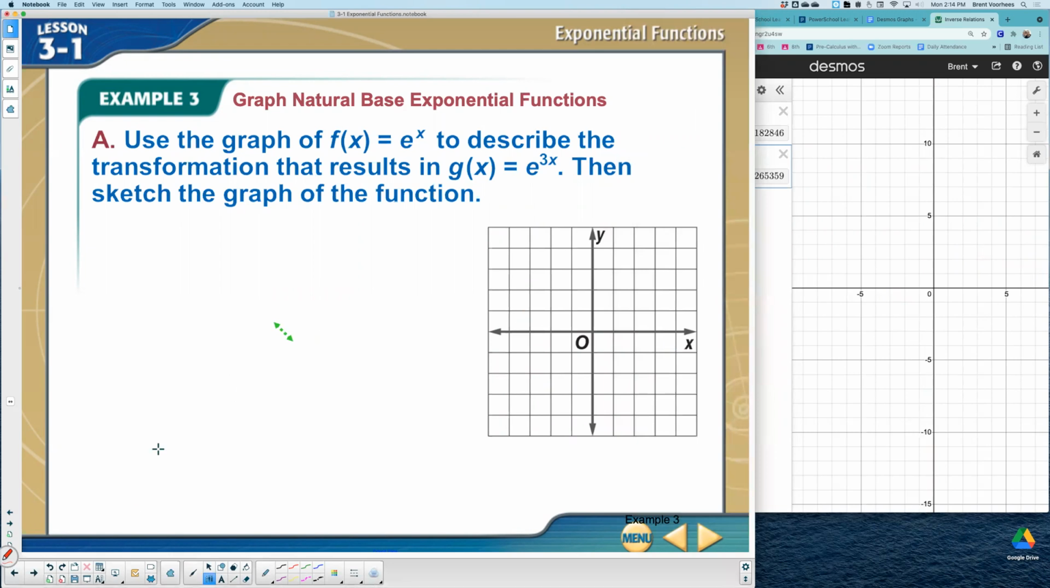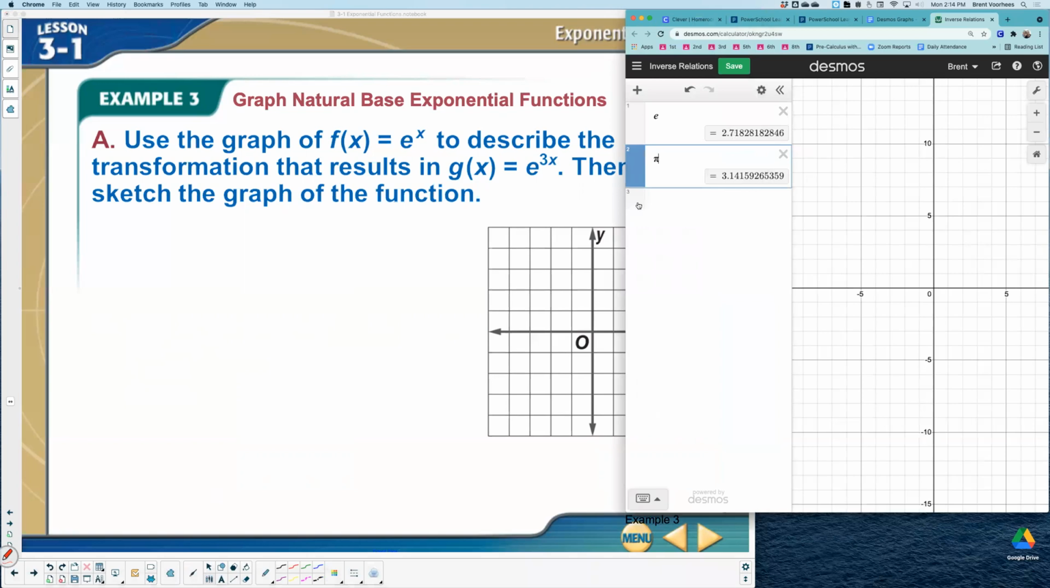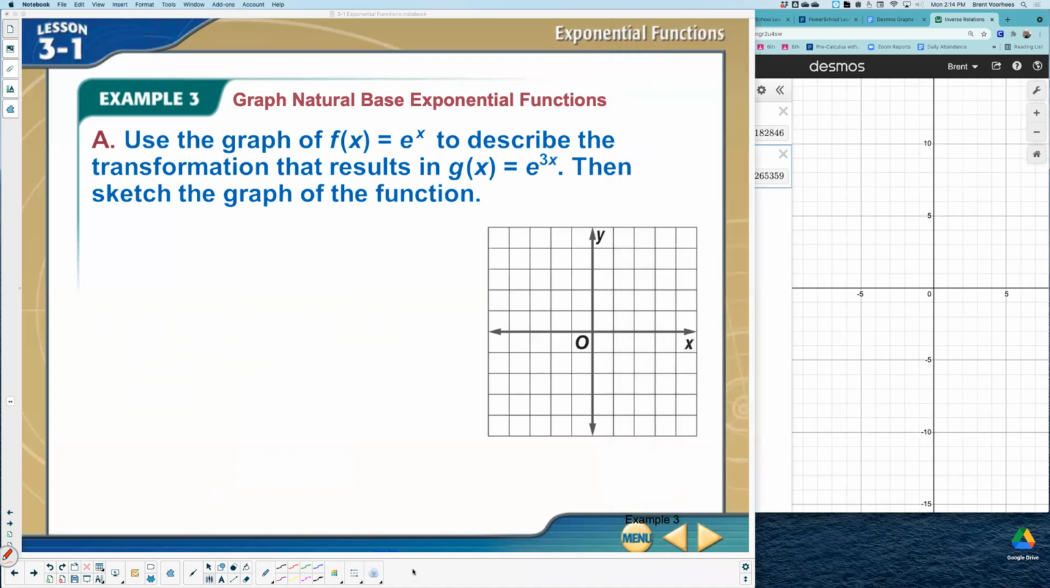So that's going to be a value here. And it's like a base of, just think of it as 2.72. If pi you think of as 3.14, E is like 2.72. So on this problem, it says use a graph of f of x equals e to the power of x to describe the transformation that results in g of x equals e to the 3x. So before I actually graph this and show it to you, describe to me this 3 here. Is that a horizontal or vertical transformation? Is that 3 inside with x or outside? It's inside. So this will be a horizontal transformation.